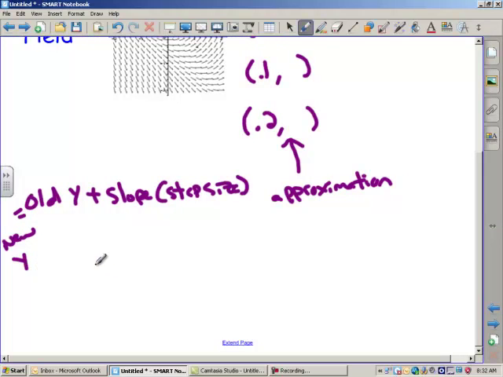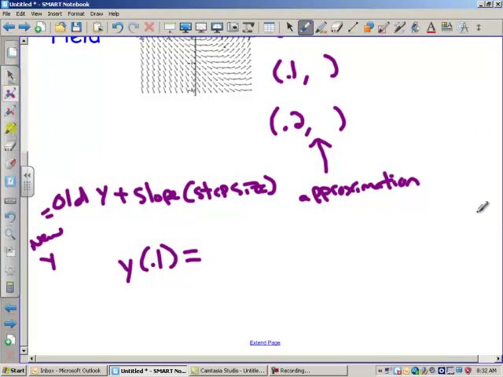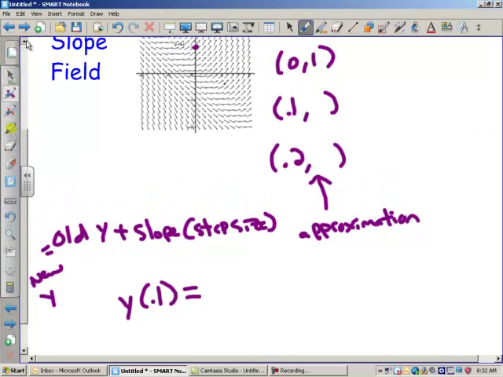So let's see what that looks like. I'm going to say y at 0.1, which is our new y, we're going to go to this point first, is equal to the old y. Now what was our old y? Get this back over here. Our old y was 1. That was like the beginning. So it's 1 plus, now we have to calculate the slope.